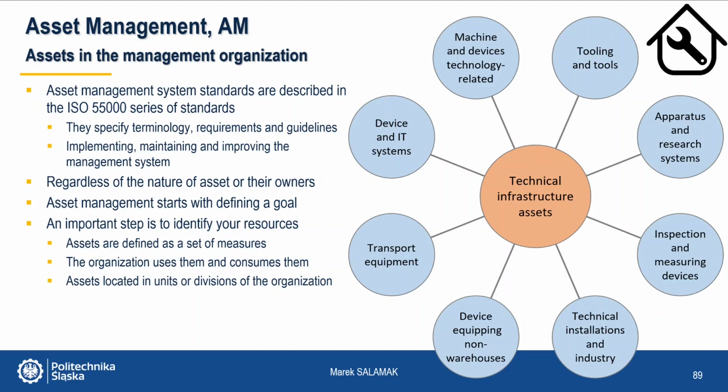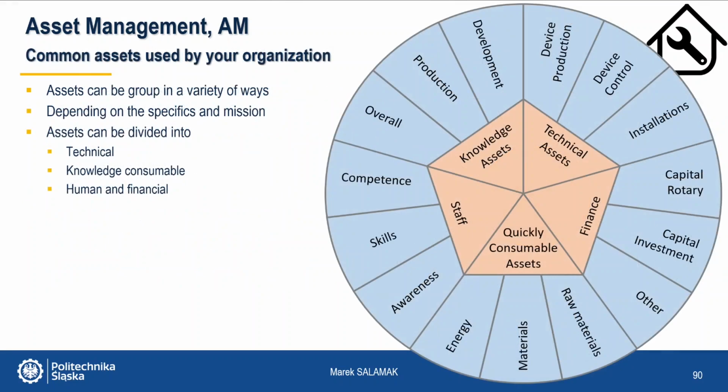They are defined as a set of resources that an organization uses and consumes in producing and providing services. These assets are located in individual units or divisions of the organization and may include elements of the technical infrastructure presented, for example, in this diagram. The indicated selected assets could be grouped in various ways. It will depend on the specifics and mission of the organization. This diagram shows a possible grouping example, dividing them into technical assets, consumables and knowledge, human and financial assets.